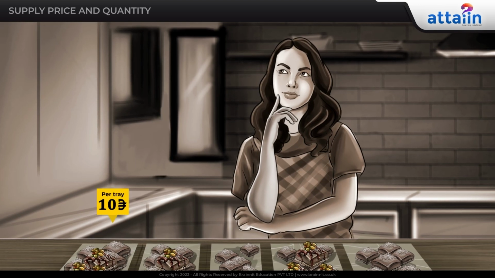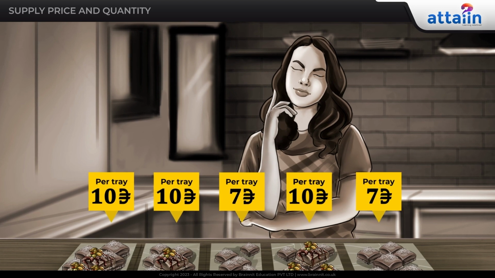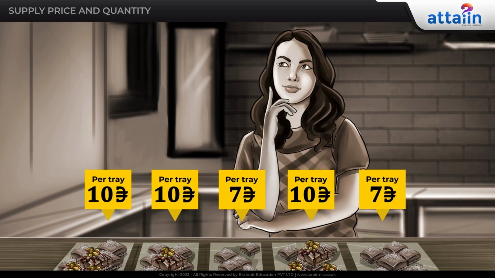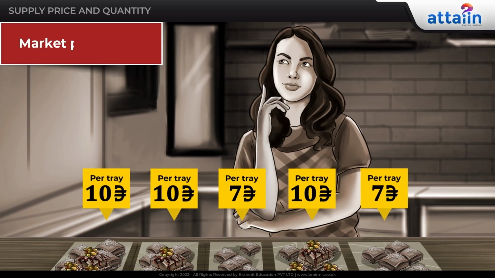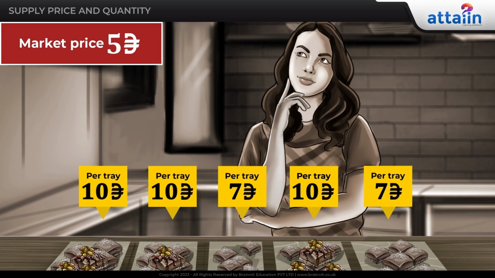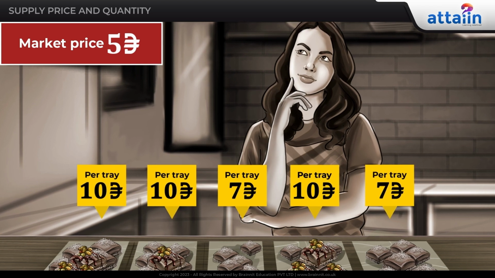The supply schedule shows the number of trays of baklava that Haifa is prepared to supply at a given price. For example, when the market price is 5 Jordanian dinars a tray, she's not prepared to supply any at all, as she can't make any profit at this price.